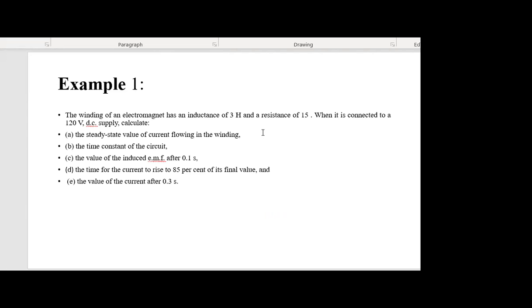Then we look at an example. The winding of an electromagnet has an inductance of 3 henries and a resistance of 15 ohms when it's connected to a 120V DC supply. Calculate the steady state value of current flowing in the winding.